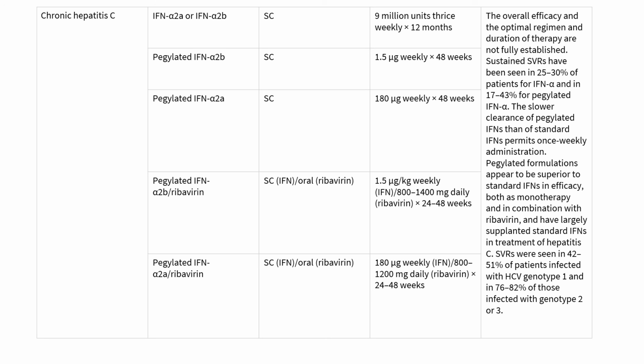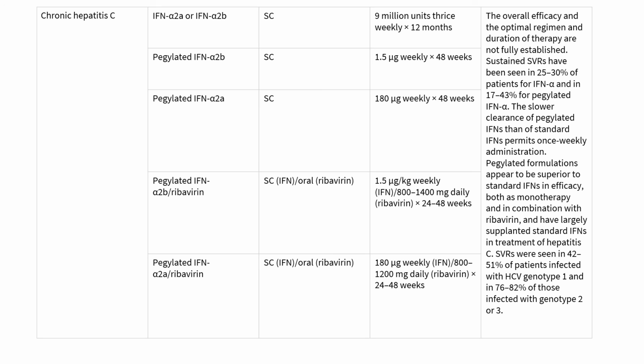About sustained virological response were seen in about half of the patients infected with HCV genotype 1 and about 3/4 of the patients infected with genotype 2 and 3. And these are the genotypes which are prevalent outside Egypt. We have more prevalent genotype 4.